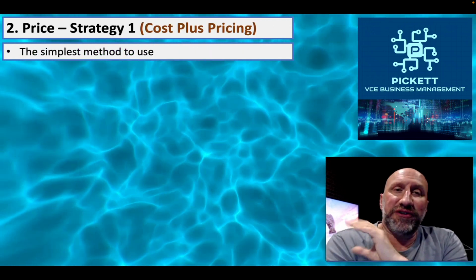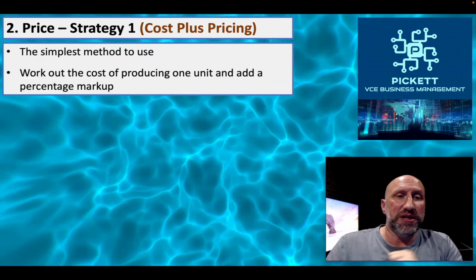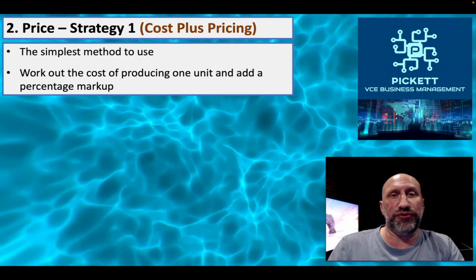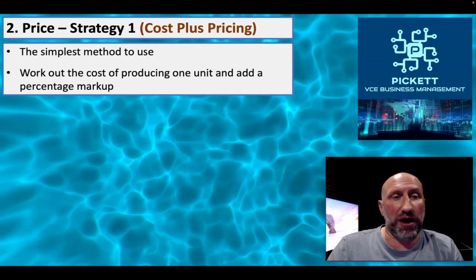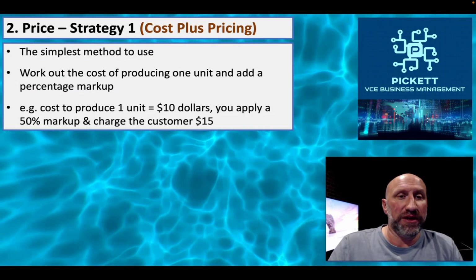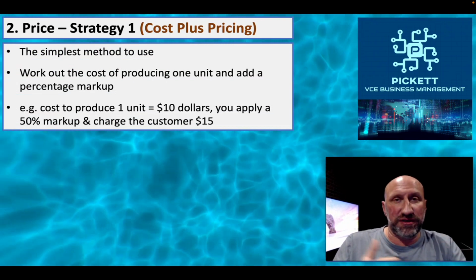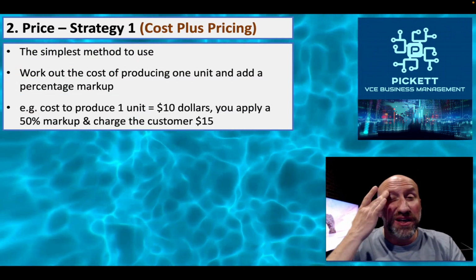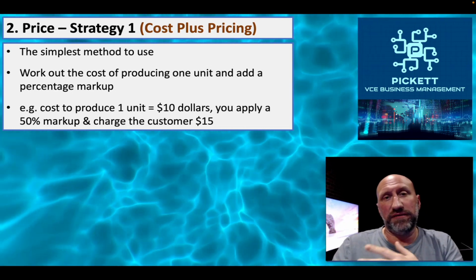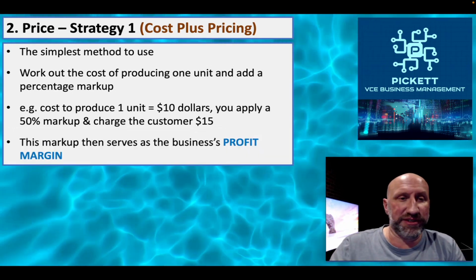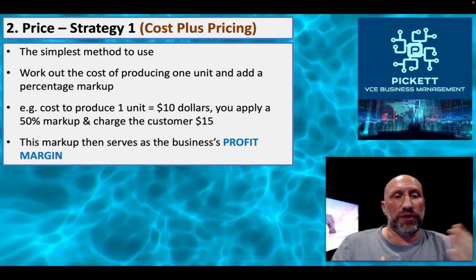So the first strategy, a very simple one, we call cost plus pricing. All you do is work out the cost of producing one unit, and then you simply add a percentage markup. Really simple. In other words, if you worked out that the cost to produce one unit, whatever you're selling, is $10, and you wanted to charge a 50% markup, then you would be charging the customer $15. Simple as that.